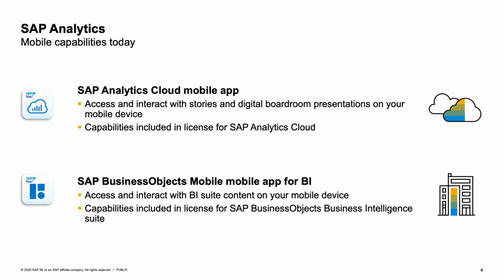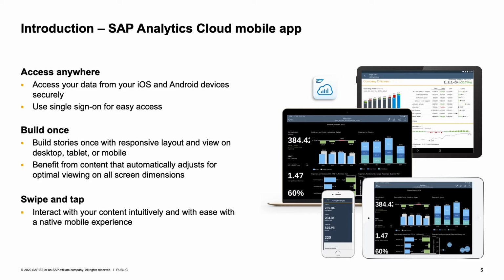So with that said, now let's look a little deeper into the SAP Analytics Cloud mobile application. It is available on both iOS and Android devices. It also offers single sign-on capability to make access seamless. And we also use the responsive layout concept. That means you build stories once and you can consume them across devices irrespective of the size of the device. You can benefit by just creating once and consuming anywhere. There are also native gestures supported, so you could swipe and tap in the mobile application to interact intuitively with the content from the mobile device.